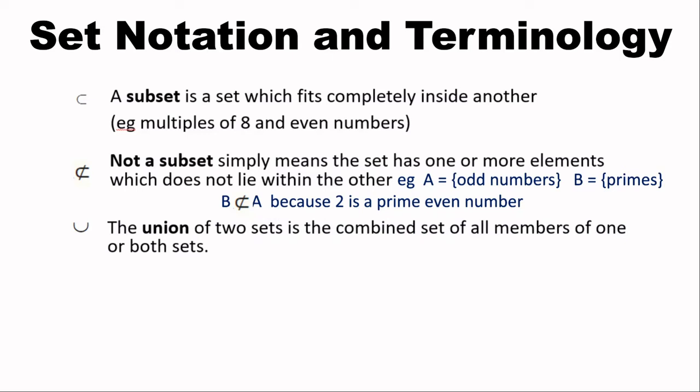The next symbol is the union symbol. Again, this just looks like a U, but it doesn't have any little stick on the side of it. The union of a set is a combined set of all members of one or both sets.